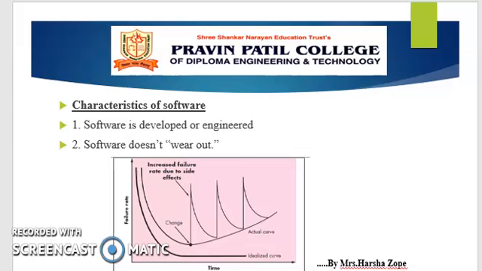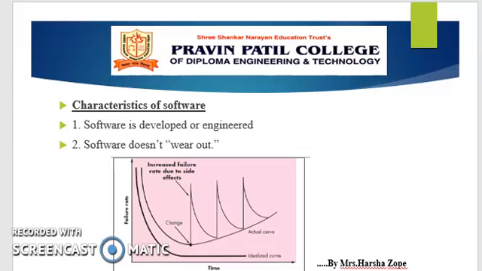Next you'll see the characteristics of software. The first characteristic is software is developed or engineered. It is not manufactured in the classical sense. It is developed, it is not manufactured. Although some similarity exists between software development and hardware manufacturing, the two activities are functionally different.